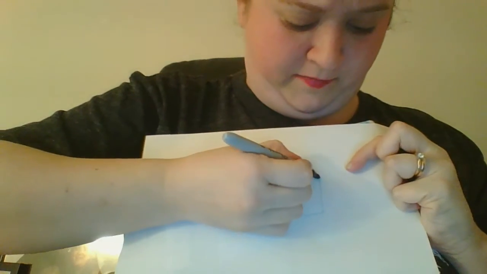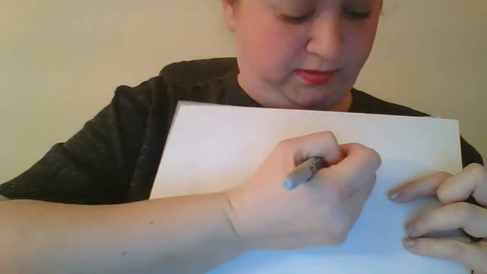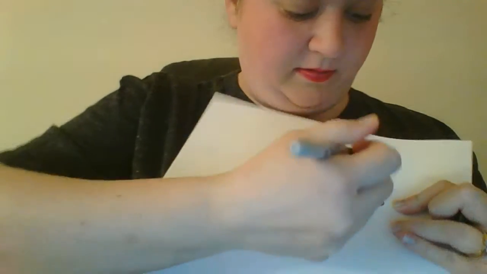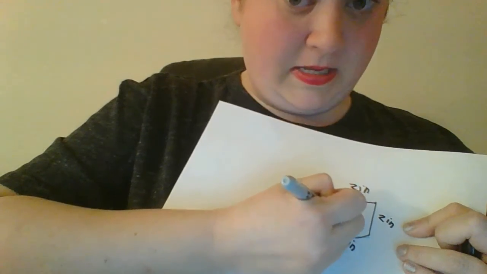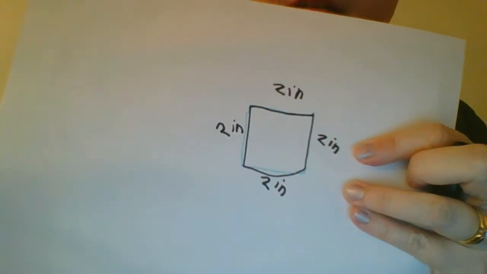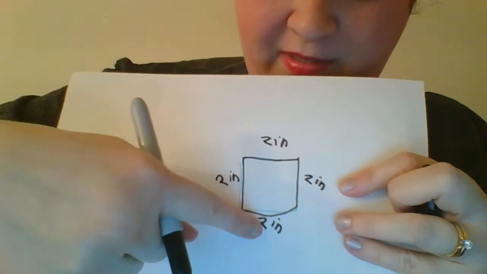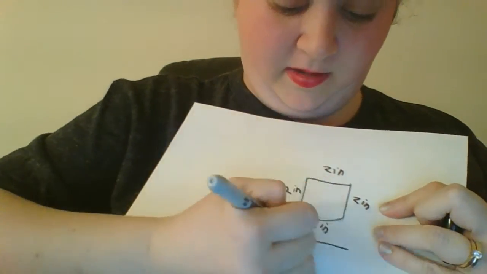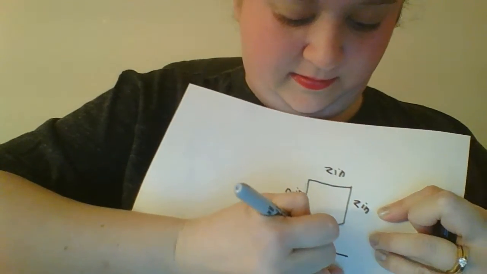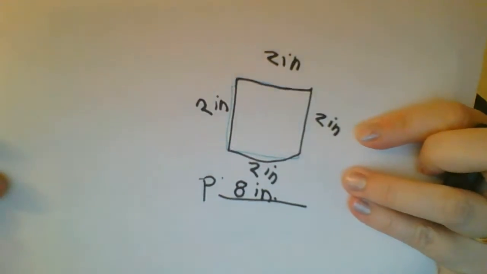Okay. If I have a square, and each side of my square was 2 inches, 2 inches, 2 inches, 2 inches. To find the perimeter, all I have to do is add all of those sides together. 2 plus 2 plus 2 plus 2. And I get the perimeter. I'm going to write a P for perimeter. My perimeter is 8 inches. All right. Look at that, boys and girls.